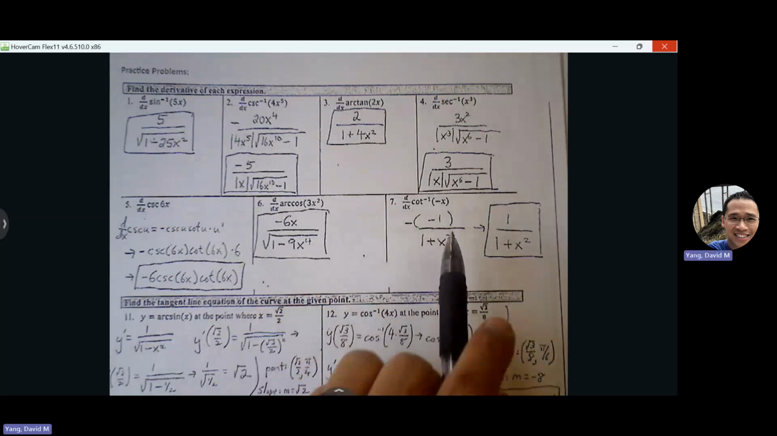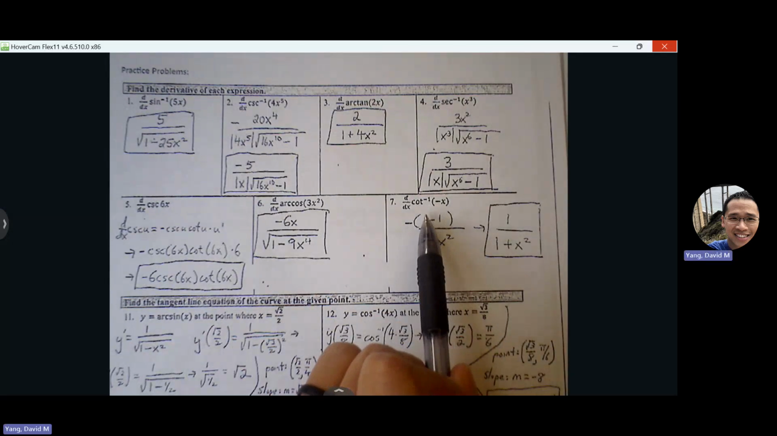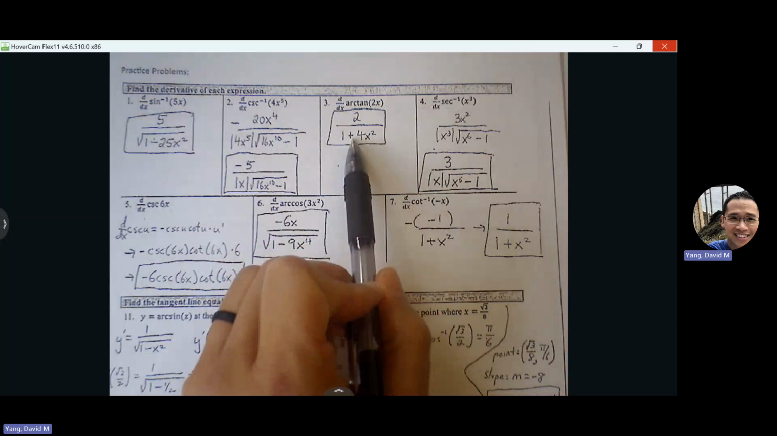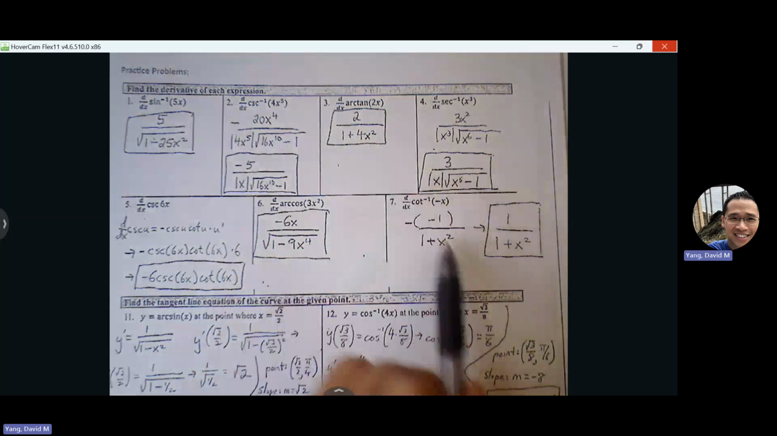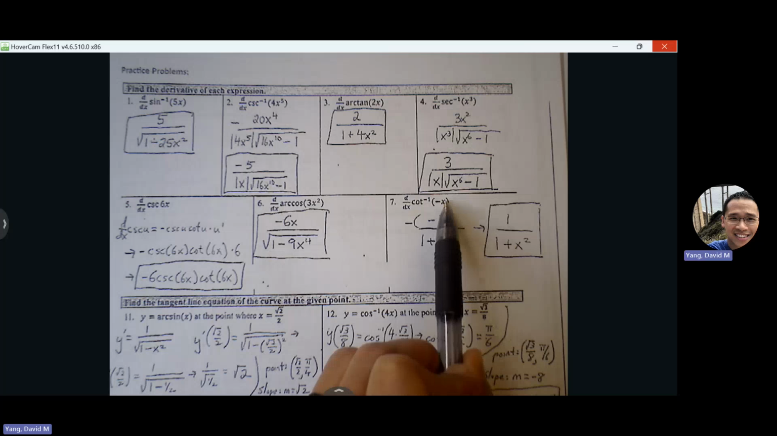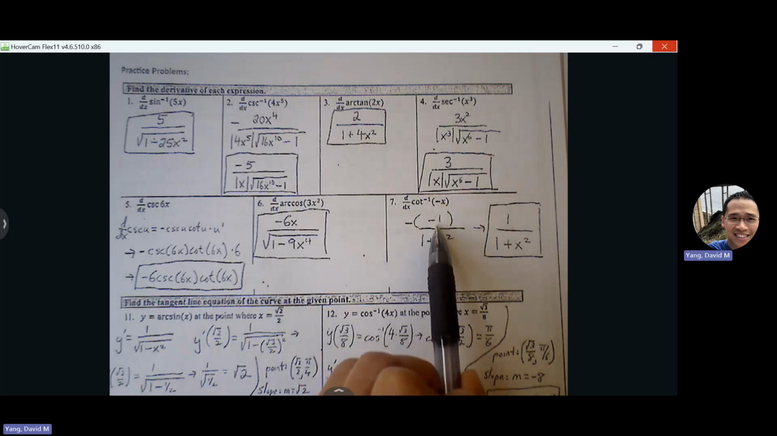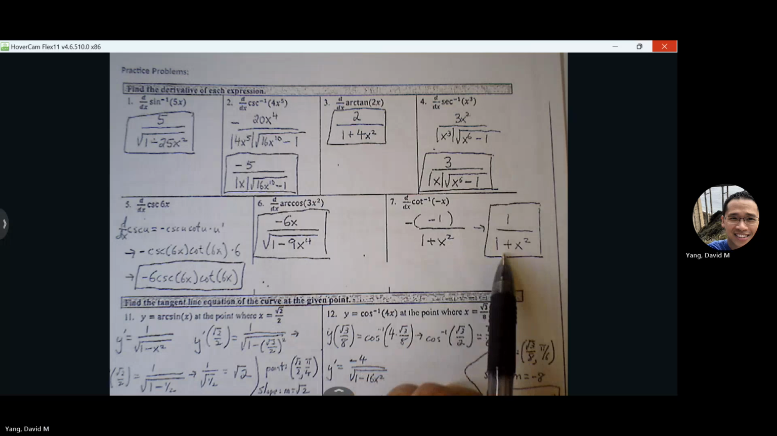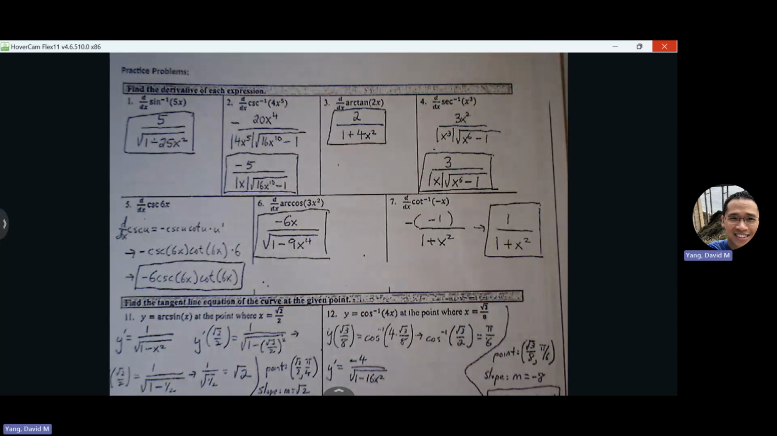And then number 7, arc cotangent looks a lot like arc tangent. It's just the negative version of this. So negative u prime. And my u value is already negative, so 2 negatives makes positive. 1 plus u quantity squared. So just 1 over 1 plus x squared.